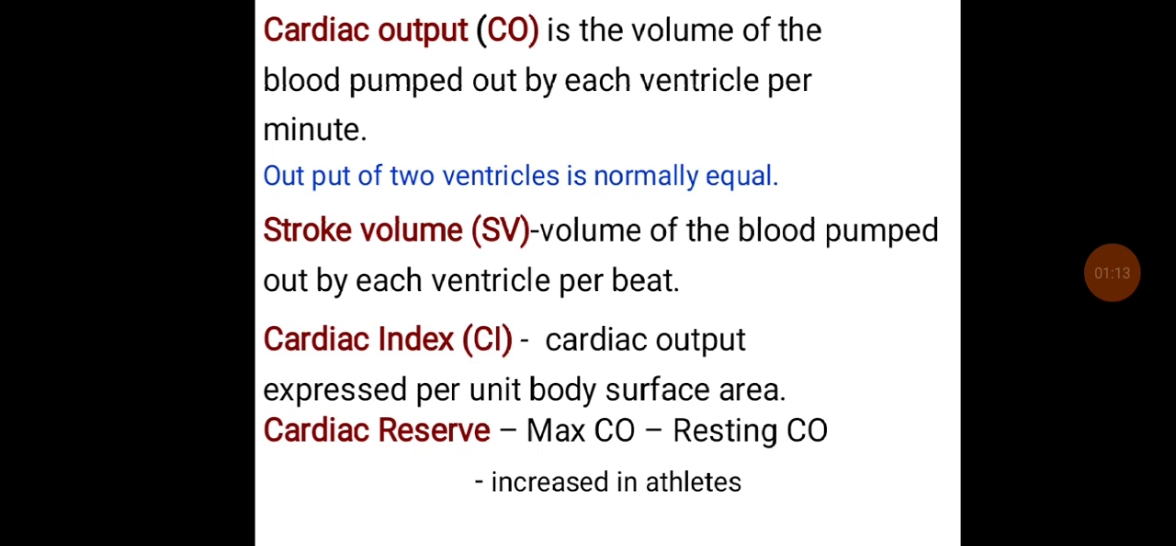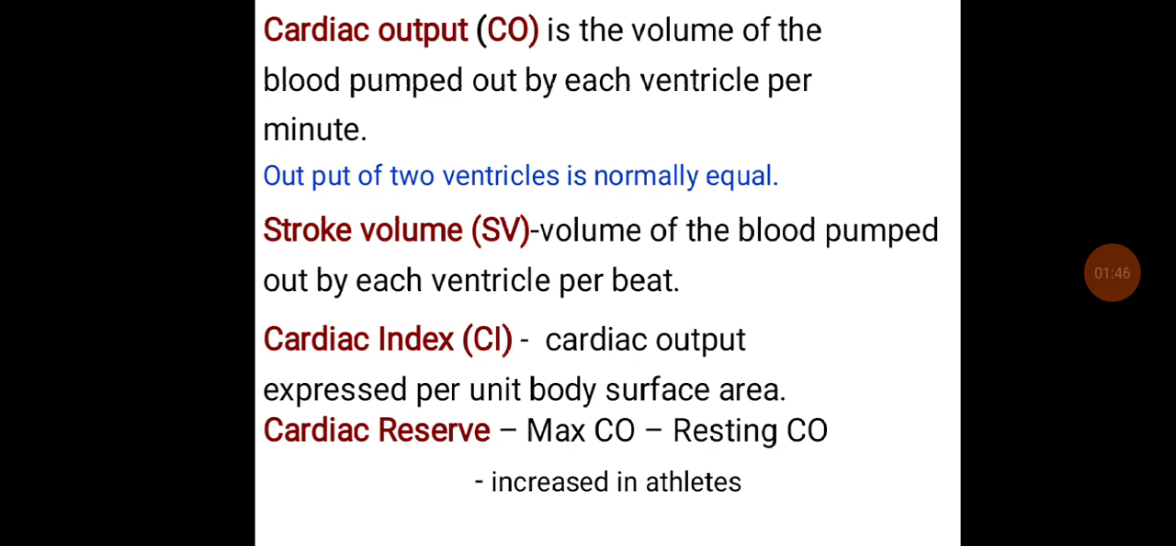By definition, cardiac output is the volume of blood pumped by each ventricle per minute. The output of the two ventricles is normally equal, meaning both the right ventricle and the left ventricle pump out the same amount of blood. Stroke volume is the volume of blood pumped by each ventricle per beat, and cardiac index is the cardiac output expressed per unit body surface area.